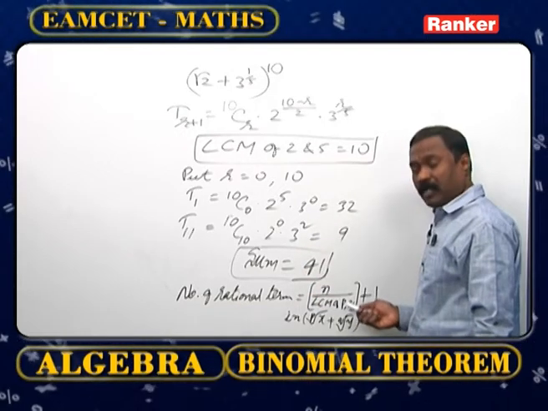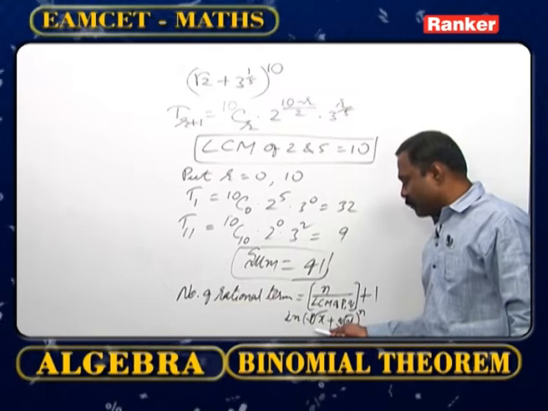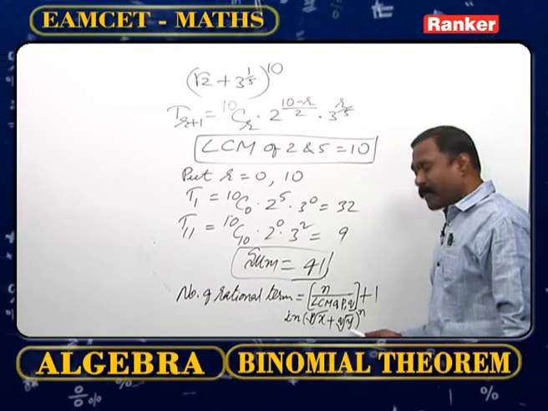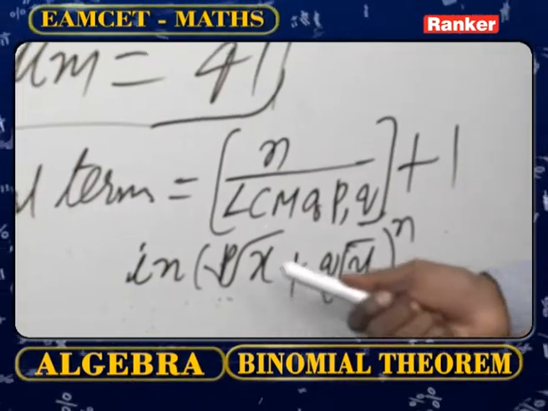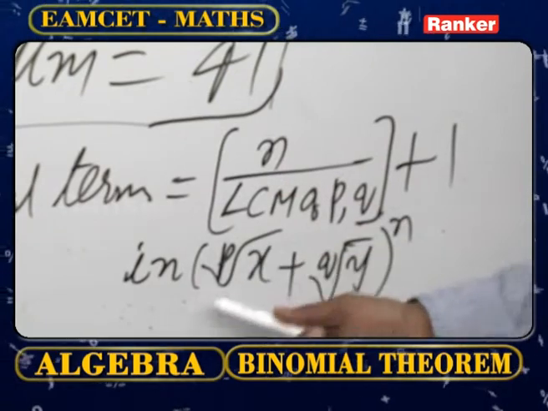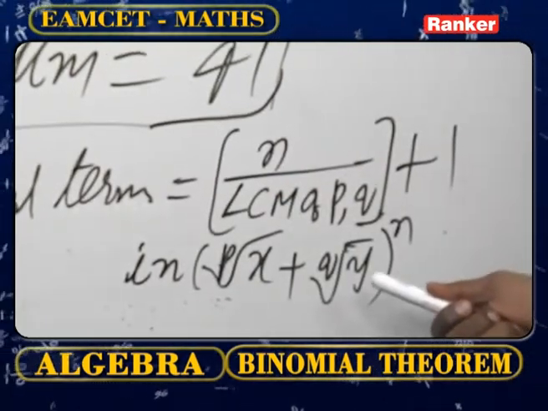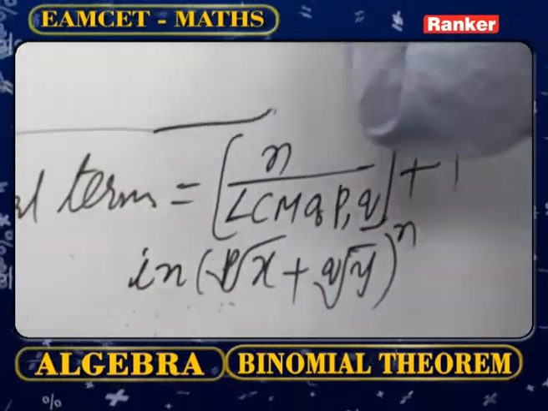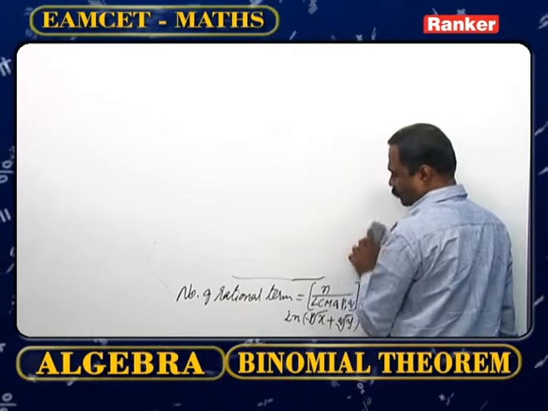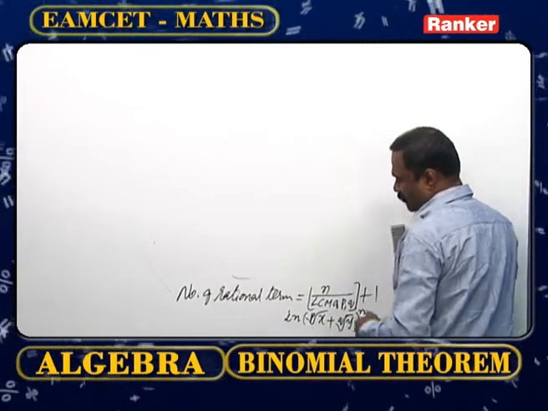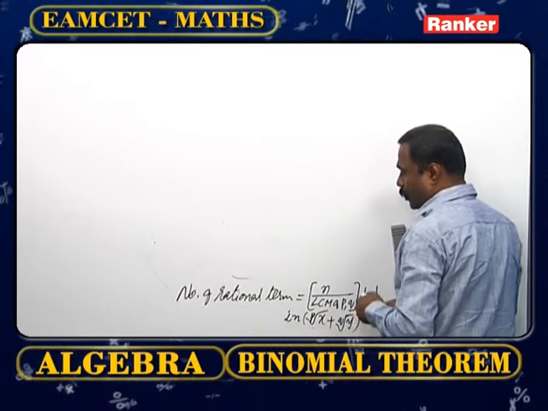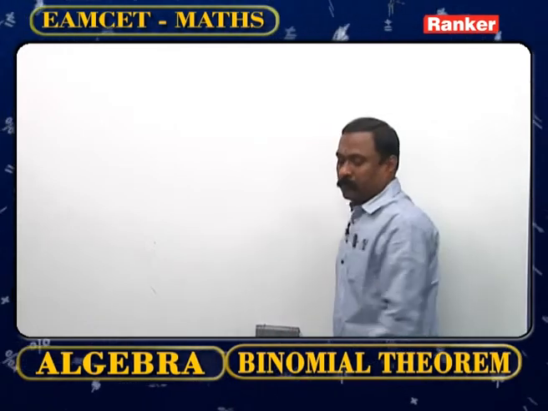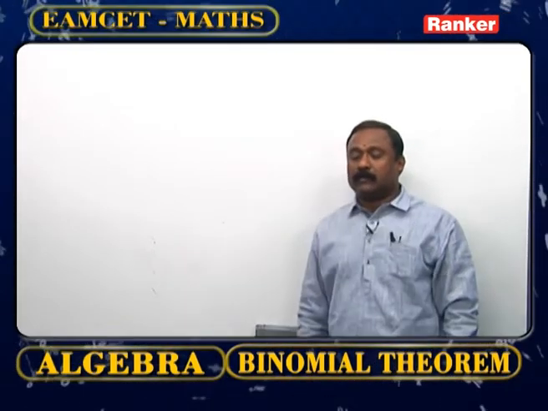If you want to take a formula, the general expansion for binomial theorem, let us take the binomial expansion as P root x plus Q root y whole power, and in this one, if we need number of rational terms, it is step of n upon LCM of P comma Q plus 1 is the formula. You can note down that formula and you can apply anywhere you like. This step stands for the greatest integer function. You all know about that. Okay. Next.